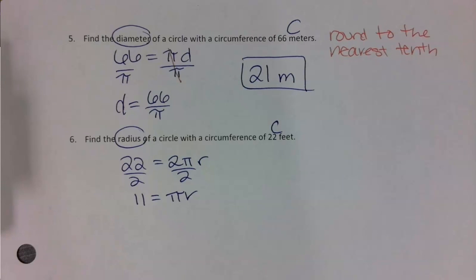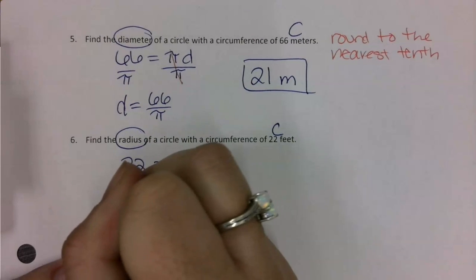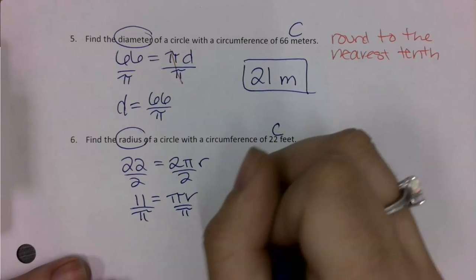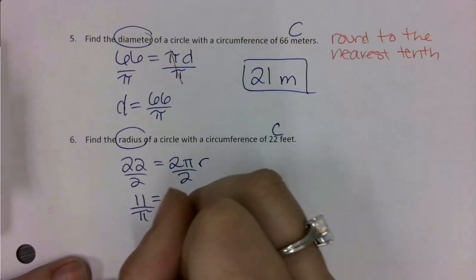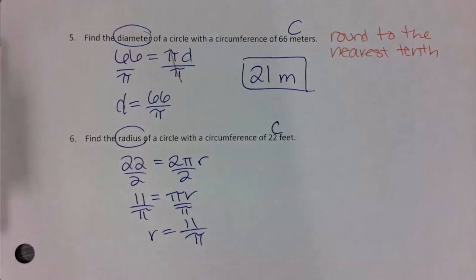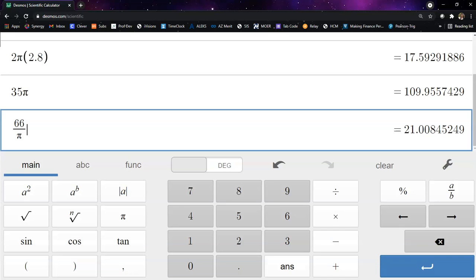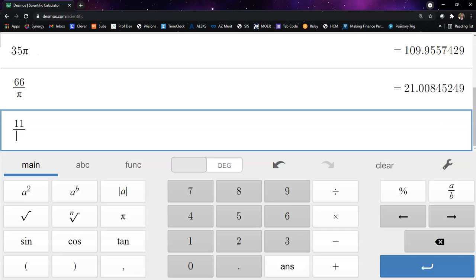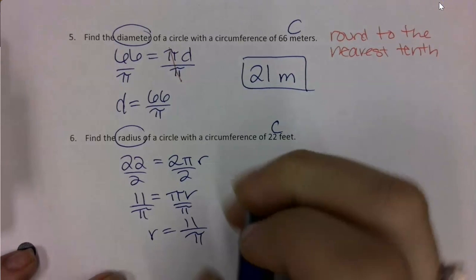Then I want to go ahead and divide both sides by pi. So I have r equals 11 divided by pi. Then I can just go to Desmos and type that in. Which gets me 3.5. And this one was in feet.